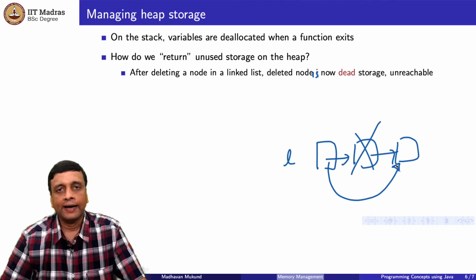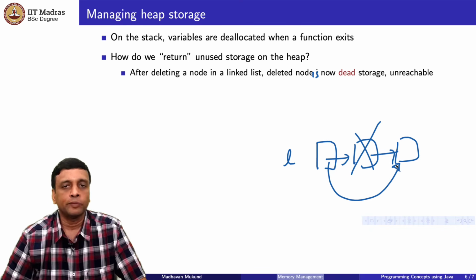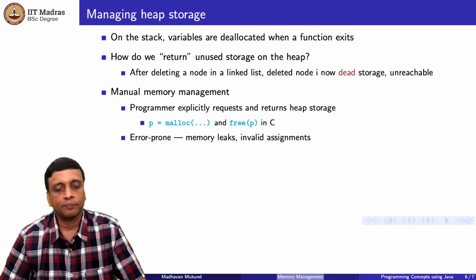So now there is no access to this deleted node anymore from my variables in my program. On the other hand, at some point I had taken the storage by asking for it. So I need a way of telling the system that this storage is no longer being used. So how do we do that? In some languages like C, for instance, you do this manually. When you ask for storage, you call a function, and when you return the storage, you call another function which frees that location. So you have to make sure that you free everything that you don't use, and if you don't free it, then that storage will be assumed to be in use. And this leads to what is called a memory leak.